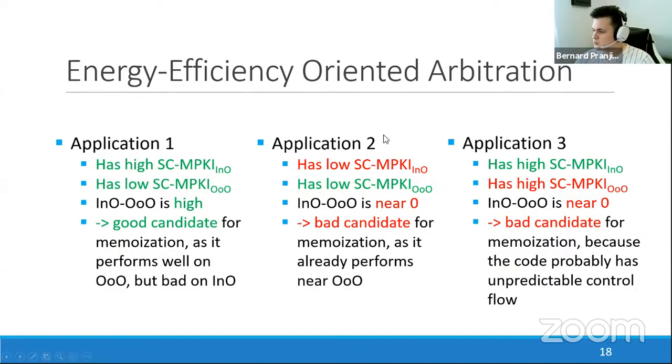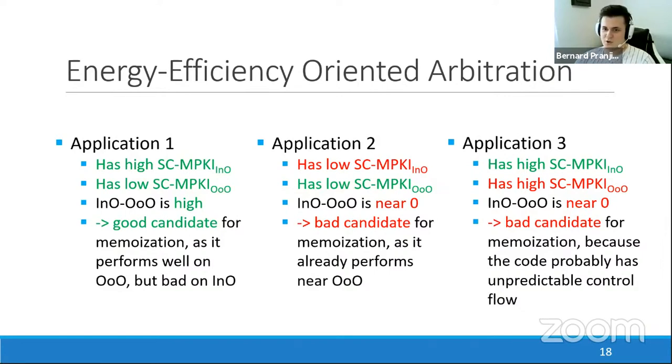Then application two has low cache misses on the in-order core and low cache misses on the out-of-order core. So that means that the performance is basically the same if it's on the in-order or on the out-of-order core.